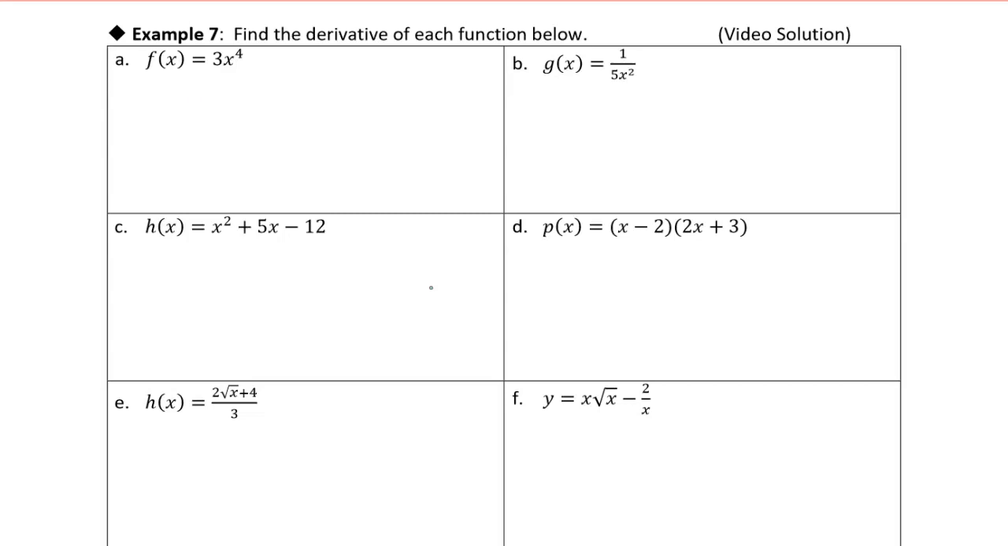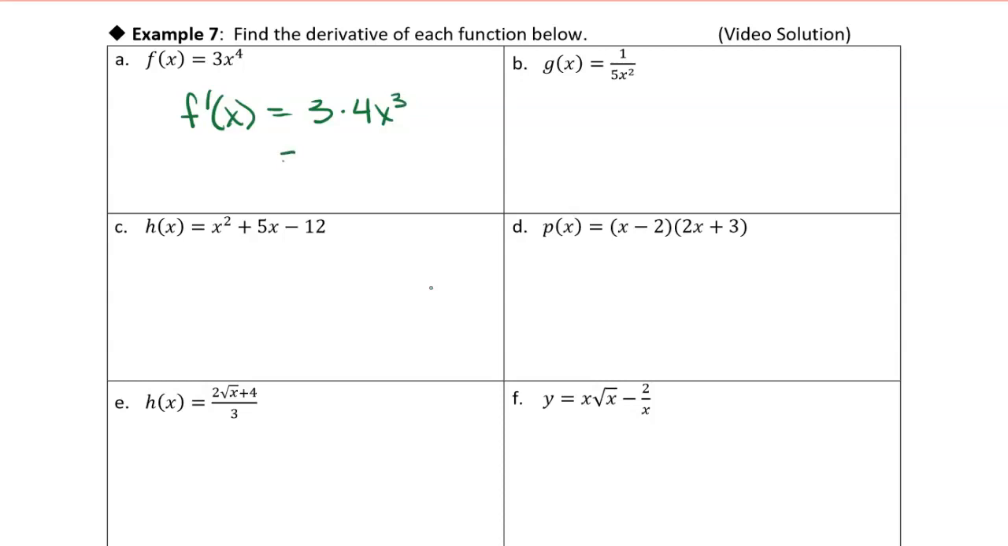So this first one is pretty straightforward, right? We have a constant multiple times a power function. So if you recall, the derivative of a constant multiple of a function is a constant multiple of the derivative. So what we can do is just hang on to that 3 and then take the derivative of x to the 4th, right? So we're going to multiply by 4x cubed.